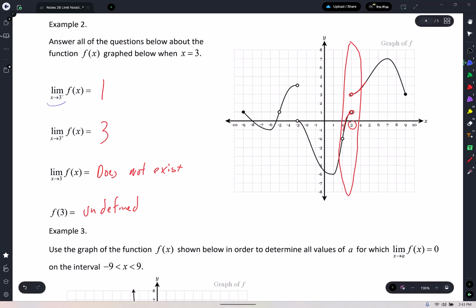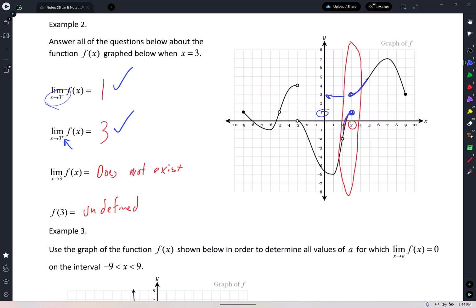I'm approaching 3 from the left. So if I approach 3 from the left, look at the y value. 1. This says 3 from the right. So I'm approaching 3 from the right. Look at the y value. 3. See? Because what I was doing is I was just going straight with that. So you have to follow the path. You've got to follow the curve.